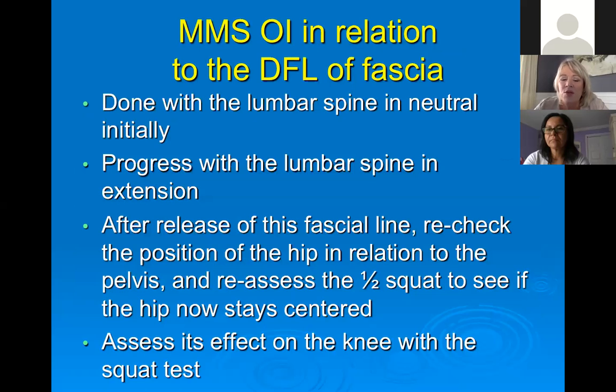Reassess what happens to that squat and see if the hip now stays centered, and assess its effect on the knee with the squat test. In this particular case, and this is a pattern I see often, release of the obturator internus and its deep front line of fascia will help the knee, in the sense that you don't have this internal rotation component of the femur that's tugging on the knee all the time. So that's how we use the MMS for the knee, by working the pelvic floor.